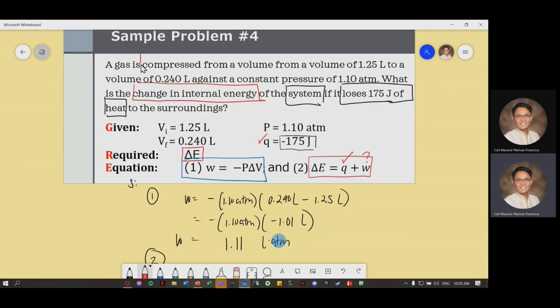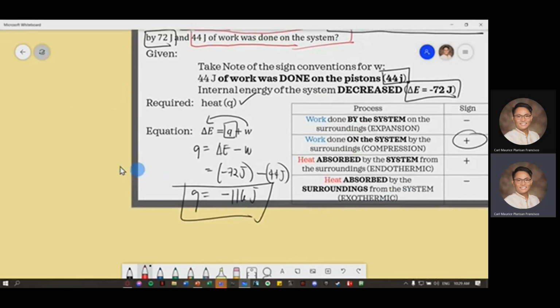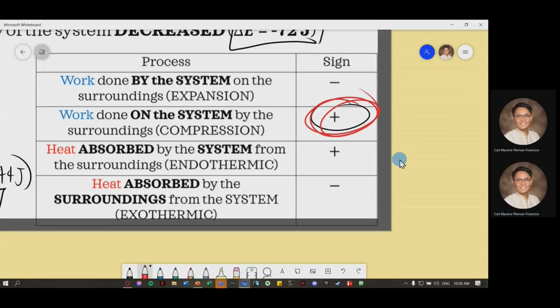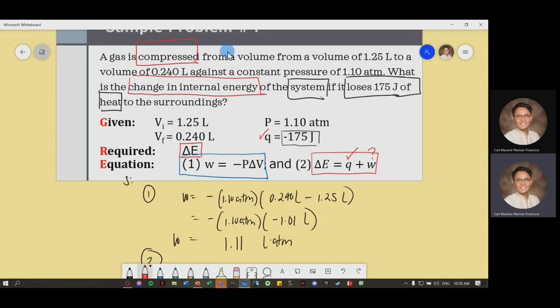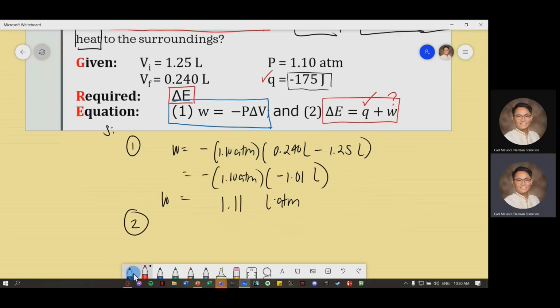Tignan. Compression. Ano ba ang sign ng compression according to sign convention? So let us look at here. Ayan, compression, positive. And our problem mentions that the gas is compressed. And look at our answer for work, 1.11. Positive. So tama. So we may now proceed with making sure that liter atmosphere is appropriate.